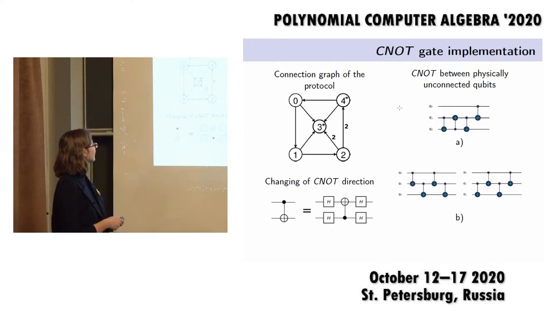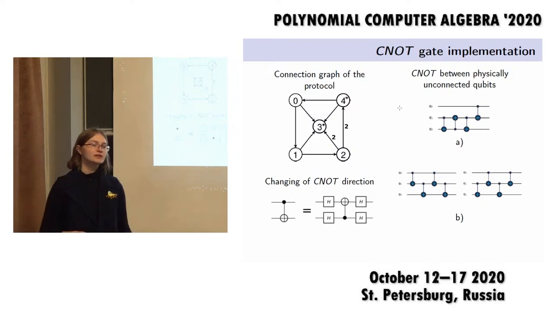Before modification of IBM Q Yorktown, its connections were unidirectional, so we had to change the directions of some connections using this circuit. It consists of a CNOT gate and four additional Hadamard gates. And there is another situation where we have to apply CNOT gates between physically unconnected qubits. And there are two approaches to do this.